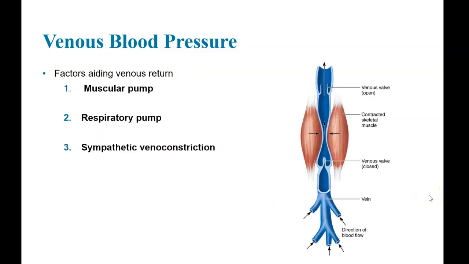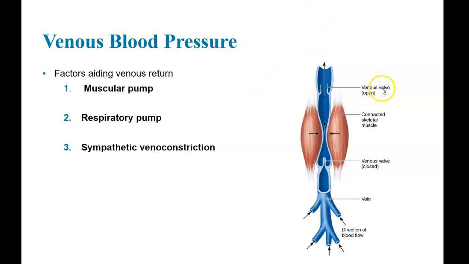Those adaptations include the muscular pump. That's when the muscles that are around the veins contract, they're going to add more pressure to the vein, so that's going to push the blood upward back to the heart. So this could be in places like your legs, when you contract your calves, that's going to increase the pressure that's applied to the veins in your leg, and that's going to help push the blood upward.